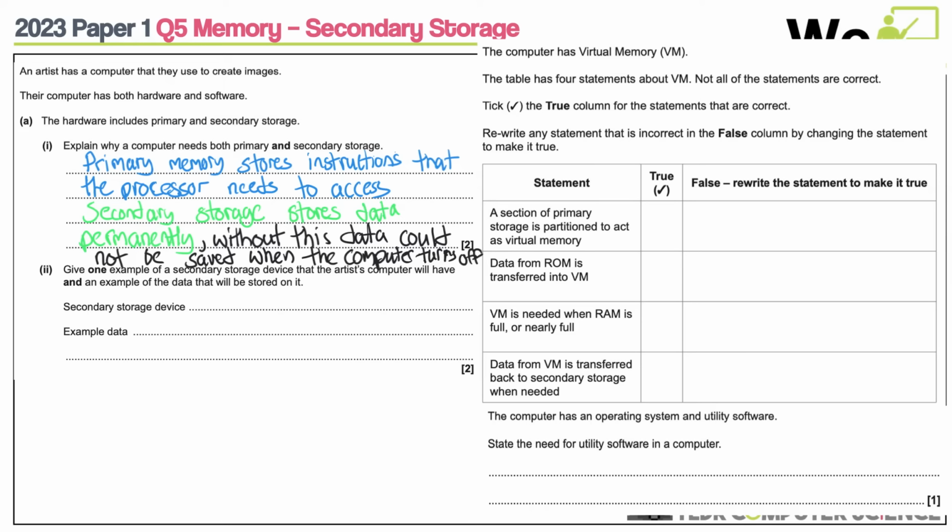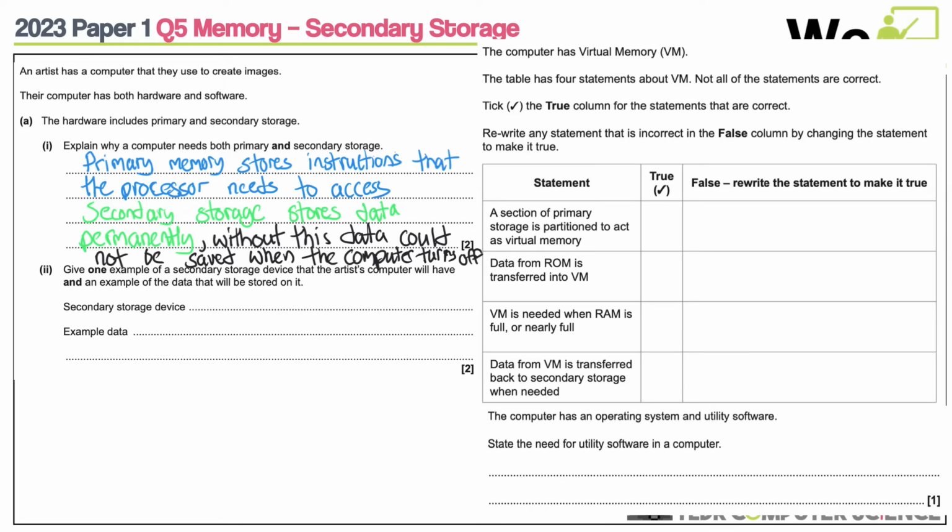Give one example of a secondary storage device that the artist's company will have and an example of the data that will be stored on it. So this artist, remember, has a computer that he uses to create images. So we're trying to think of some kind of secondary storage that we'd use. Now, do you remember the different types?